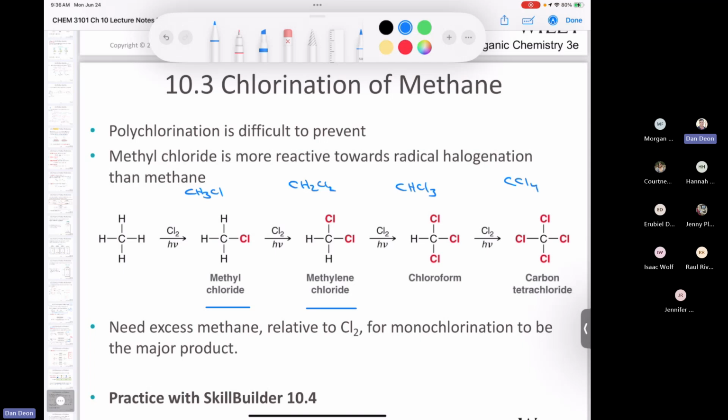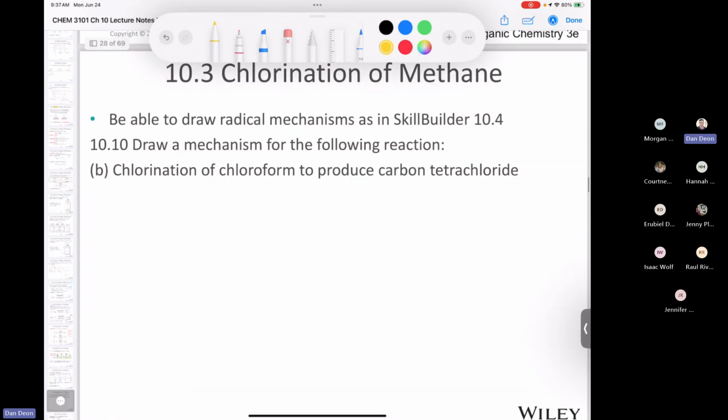And so if you want the reaction to stop here, if you're like, I just want methyl chloride and I want the rest of the reactions to leave me alone, then in that case, what you would do is you would put in a huge excess of methane, because if you have way too much methane, then the chlorine radicals are more likely to just see a methane molecule than some other intermediate. All right, so that's chlorination of methane.